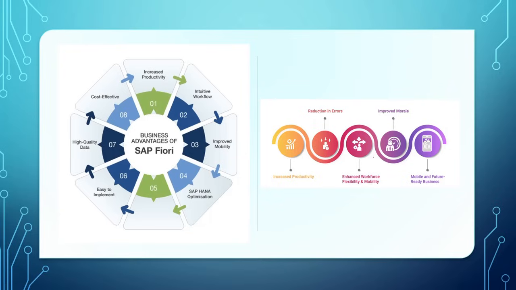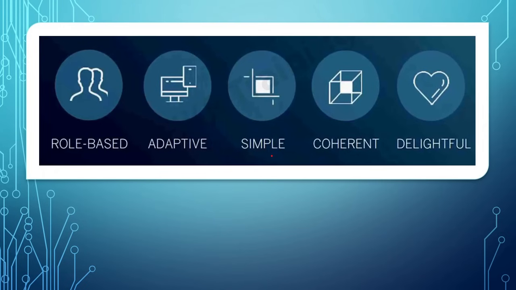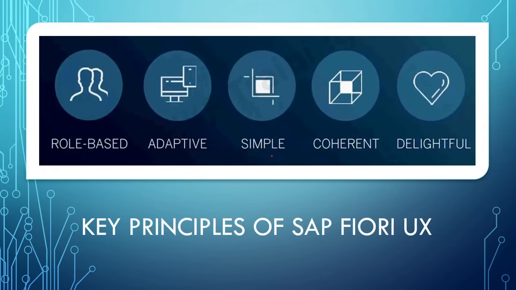For example, staff can access the systems on mobile devices while on the move. And it improves morale. It gives a better UI and a happier user, which leads to higher adoption rates and reduces frustrations. And Fiori sets up organizations for future digital transformation with SAP BTP and mobile-first strategies. Now we will see what the key principles of SAP Fiori UX are. The first one is role based.